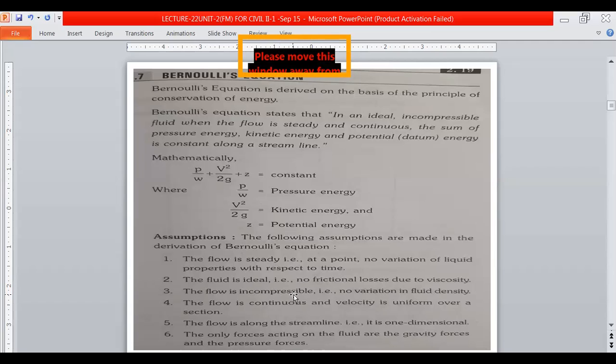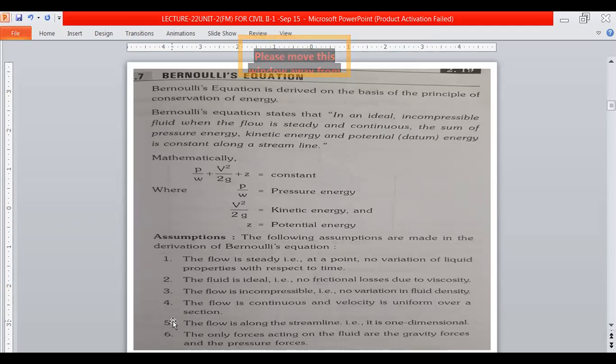So the simple assumptions are: the flow should be steady, the flow should be ideal, the flow should be incompressible, and the flow should be continuous. And velocity is uniform over the section. Whatever the section, when we take a pipe section, the velocity should be uniform over the section. For the next one, the flow is along the streamline, that is one dimensional. It should be only in the x direction, not in the y and z directions. We have studied one dimension, two dimension and three dimension in x, y, z. So here the flow is one dimensional, that is, along the x axis only.